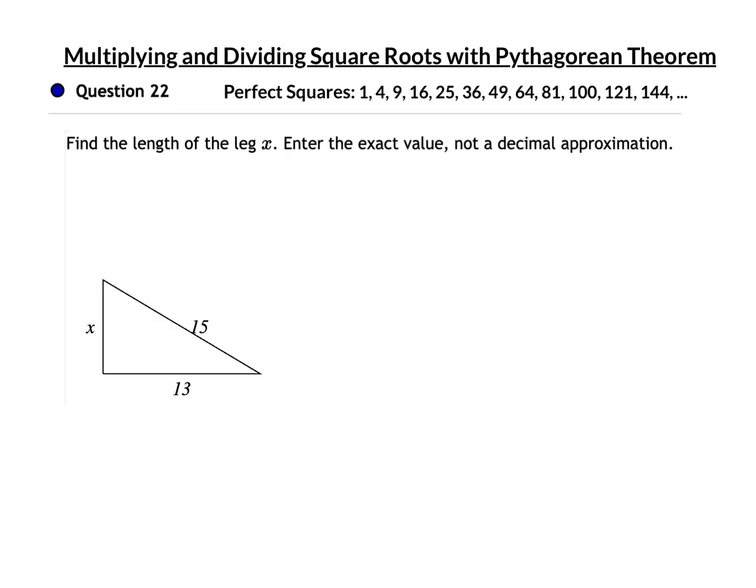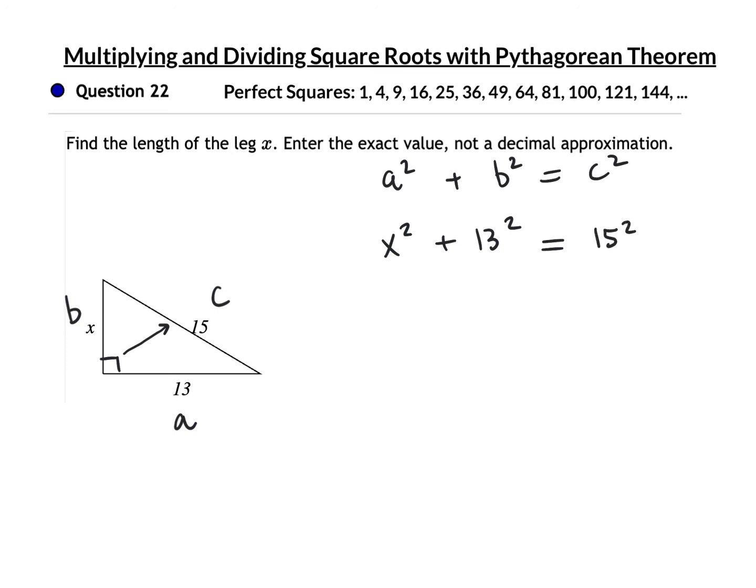Question 22. We have a right triangle again, and we know that a squared plus b squared, you can switch those two around, equals c squared. And c is always opposite the right angle. It's always the biggest side. So take your Pythagorean theorem and plug in your numbers. That would be x squared plus 13 squared, or you can turn that around, doesn't matter, equals 15 squared. That's x squared plus 169 equals 225.